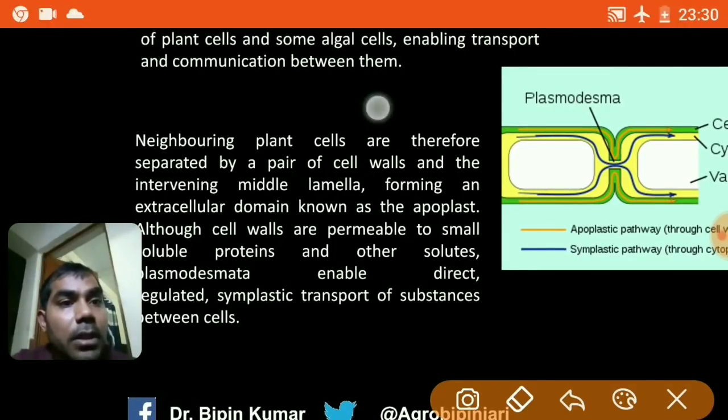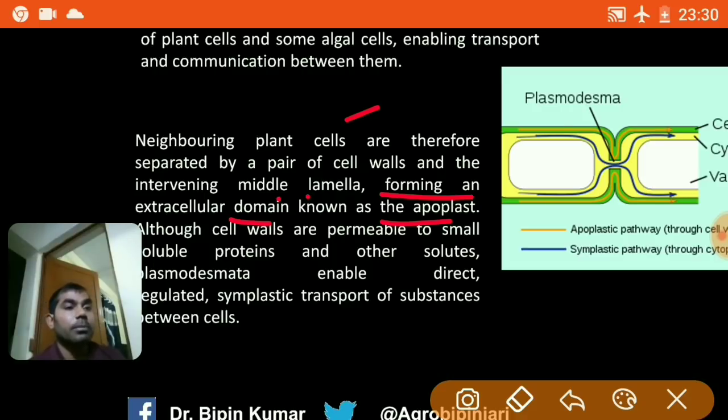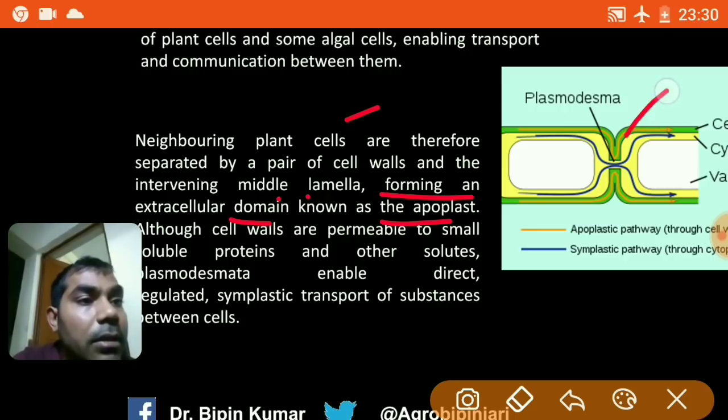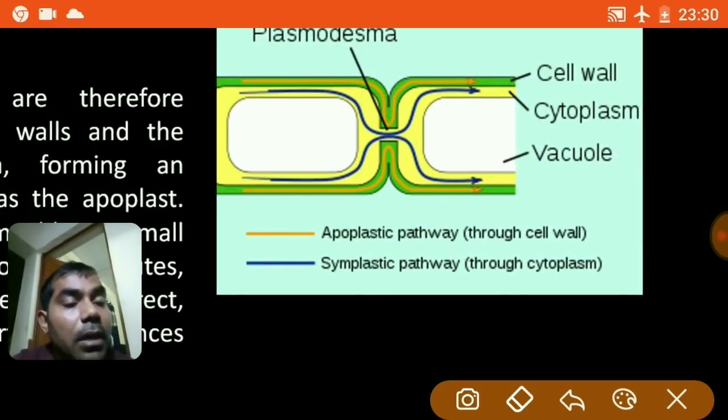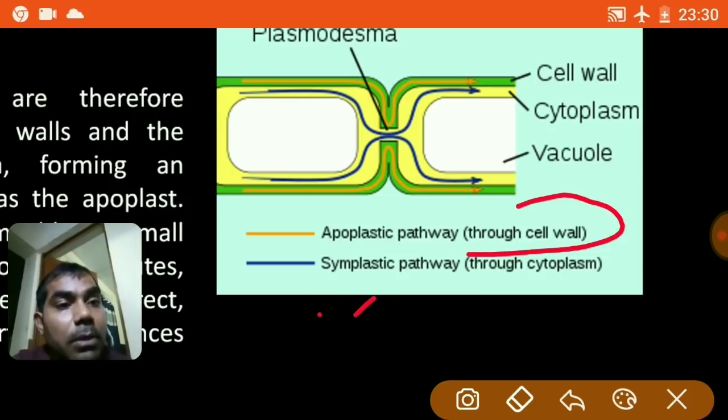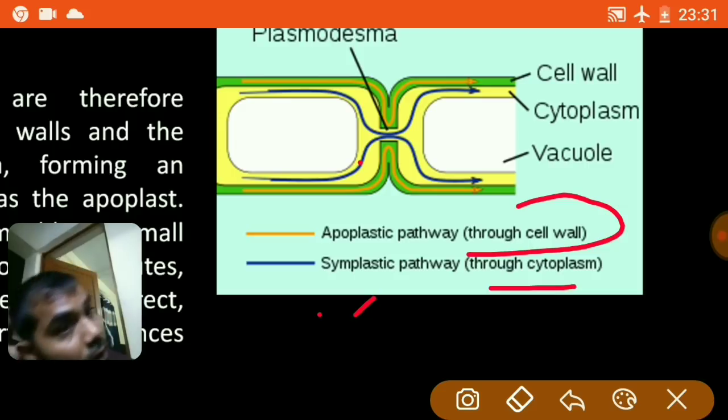Here you can see that neighboring plant cells are separated by a pair of cell walls and the intervening middle lamella, forming an extracellular domain known as the apoplast. Beside that, you can see another structure, yellow in color, that is called the apoplast. And what is the apoplast? The movement or pathway occurs through the cell wall. And if we are talking about the symplastic pathway, it means that it will move through the cytoplasm. Okay, I hope you got the clarity between the apoplastic pathway and the symplastic pathway. Symplastic pathway means through the cytoplasm, and apoplastic pathway means through the cell wall.